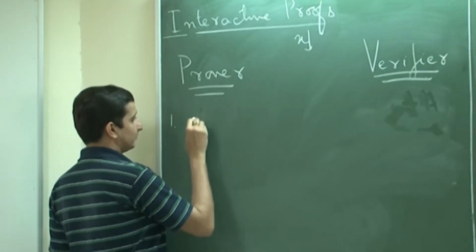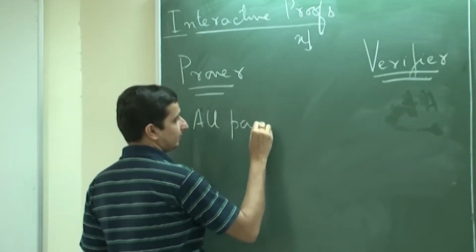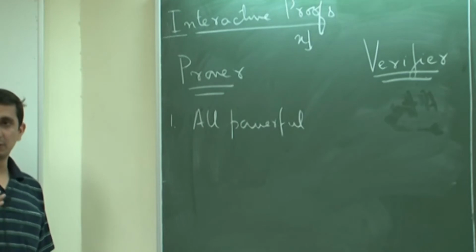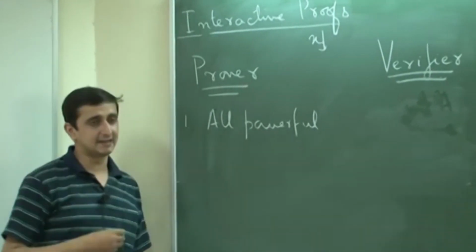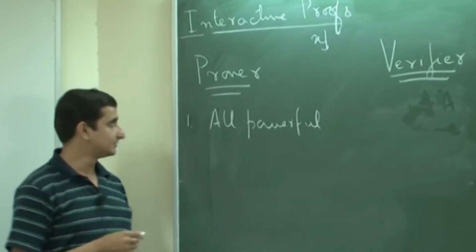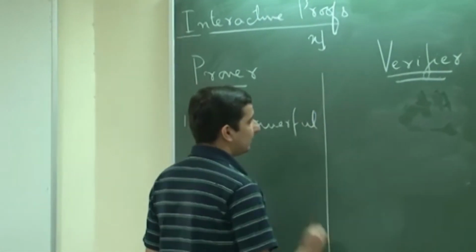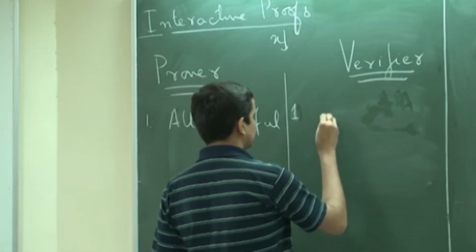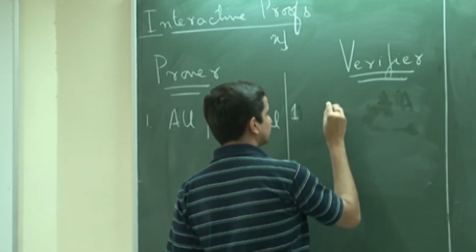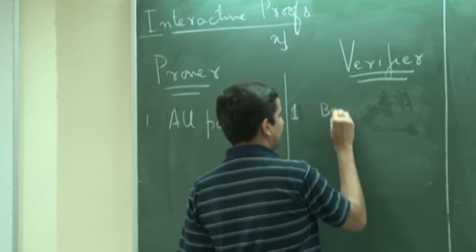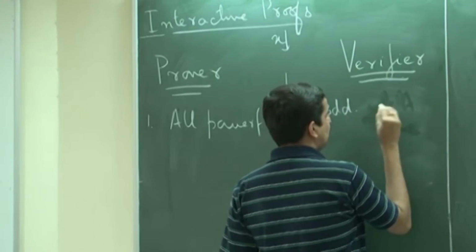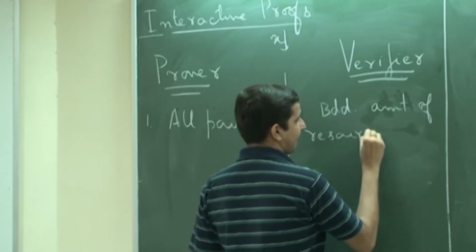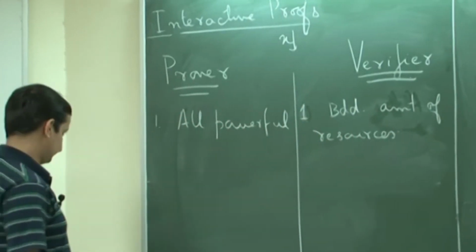So the prover is all powerful. This guy has all computational resources available to him. I mean, you can also assume that this guy can decide undecidable languages. Okay, so there is no restriction on the power of the prover, but the verifier has certain restrictions. So a bounded amount of resources are available, and what are their goals?